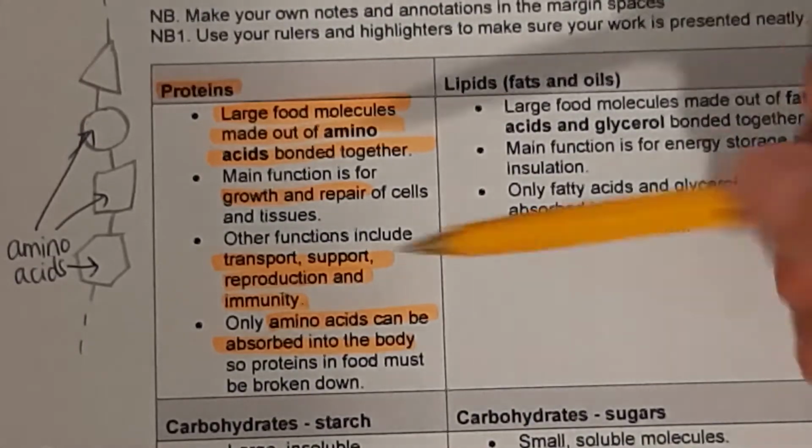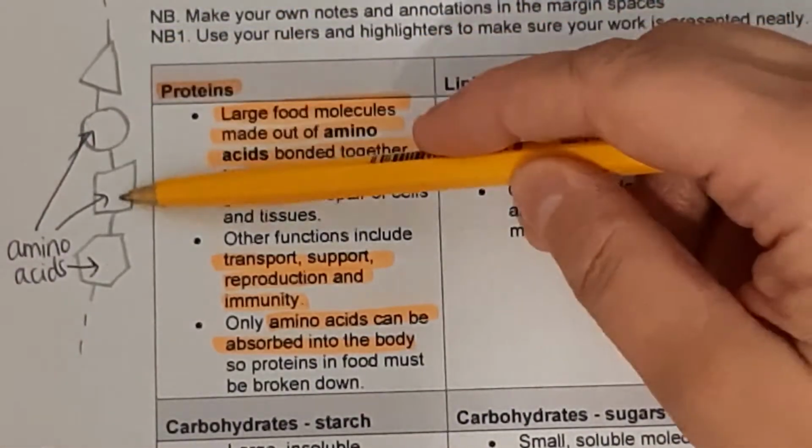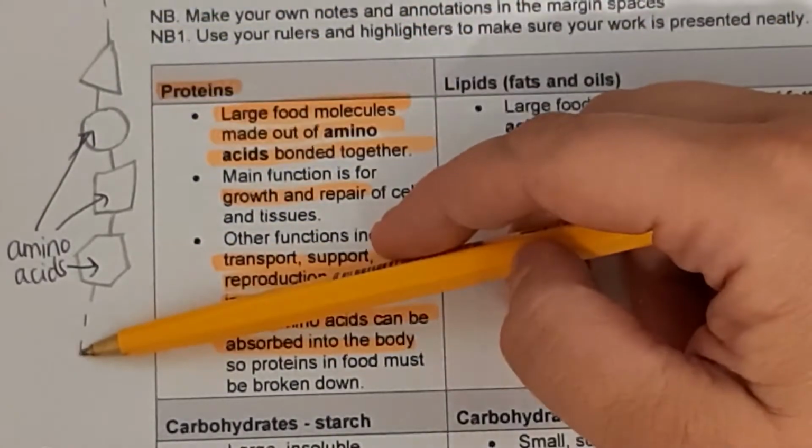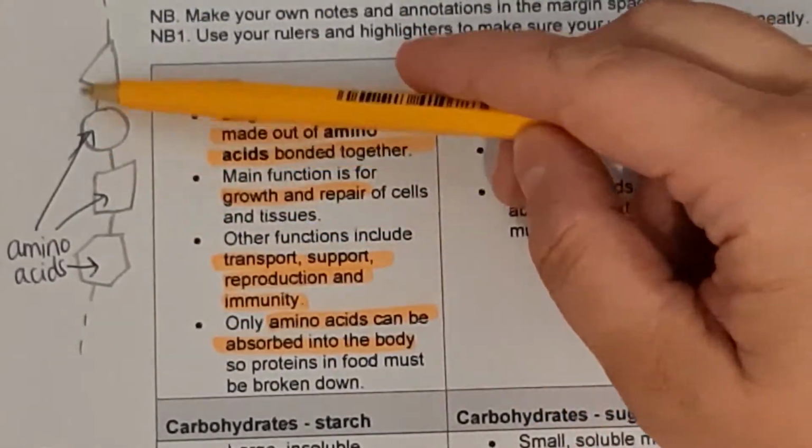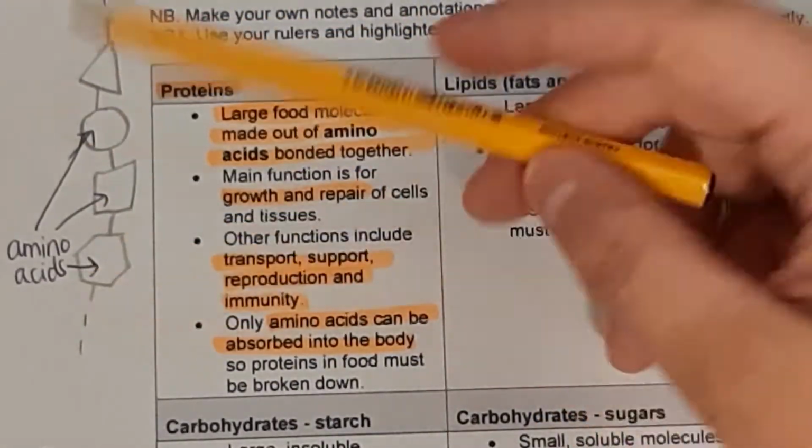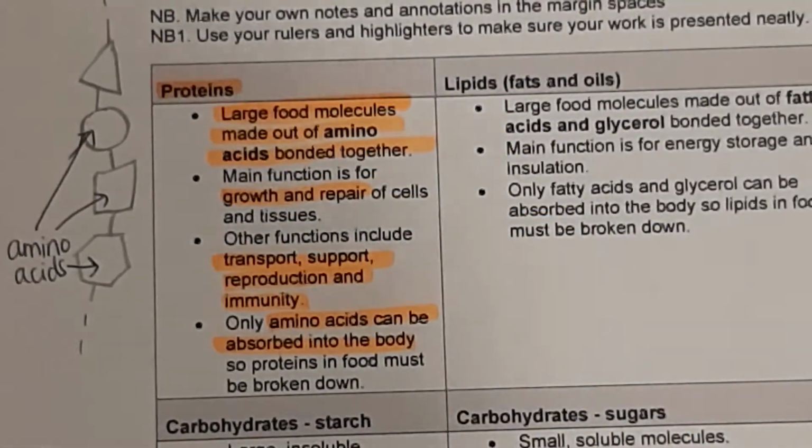So when digestion occurs, each of these amino acids, which is part of the protein chain, is detached from the chain into single amino acids that can then be absorbed into the body.